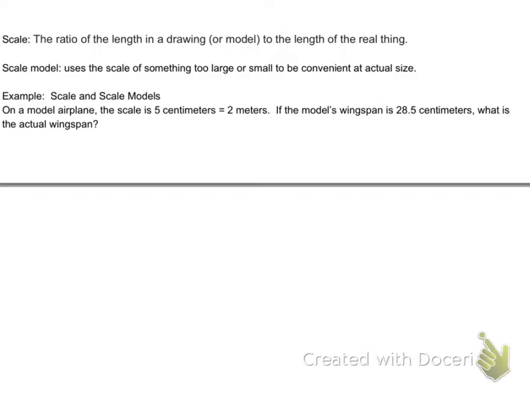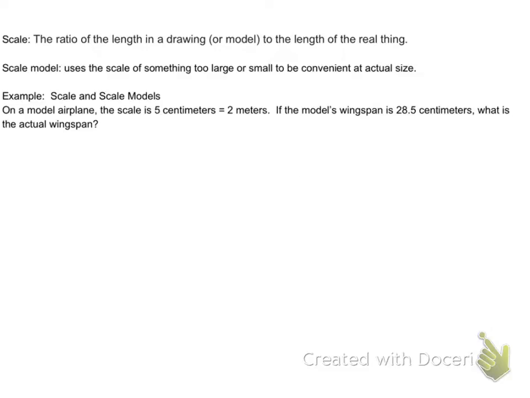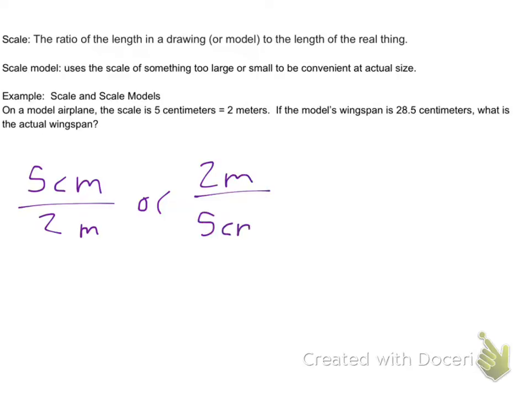So for our example, it says on a model airplane, the scale is 5 centimeters is equal to 2 meters. If the model's wingspan is 28.5 centimeters, what is the actual wingspan? Here's the thing. We have a rate, guys. There are 2 rates here. We have 5 centimeters is to 2 meters, or 2 meters is to 5 centimeters. You guys agree that both of those are our rates? The question is that if I start with 28.5 centimeters, which is my scaled drawing or model, what is that in real life?